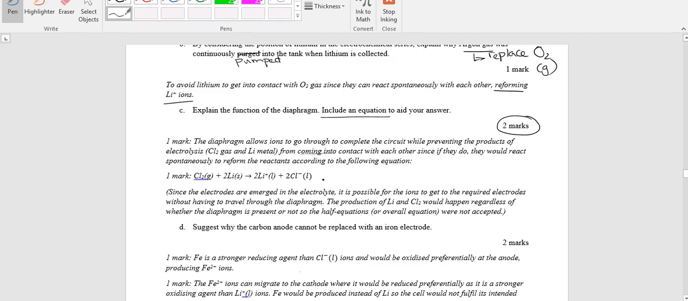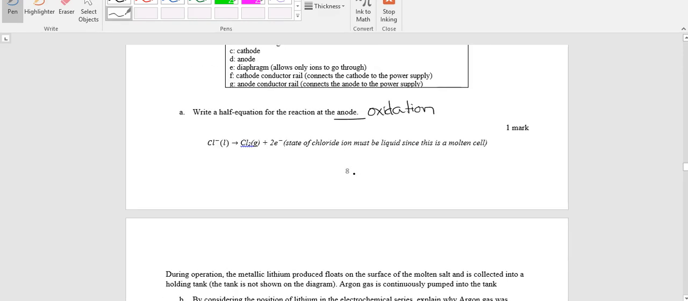It's a very hard thing to do, but you get better with practice. Try to guess the intention of the question and think about what will distinguish you from other students. If you can write the half equation of the spontaneous reaction, that is better, because in the previous part, I already asked for the half equation.